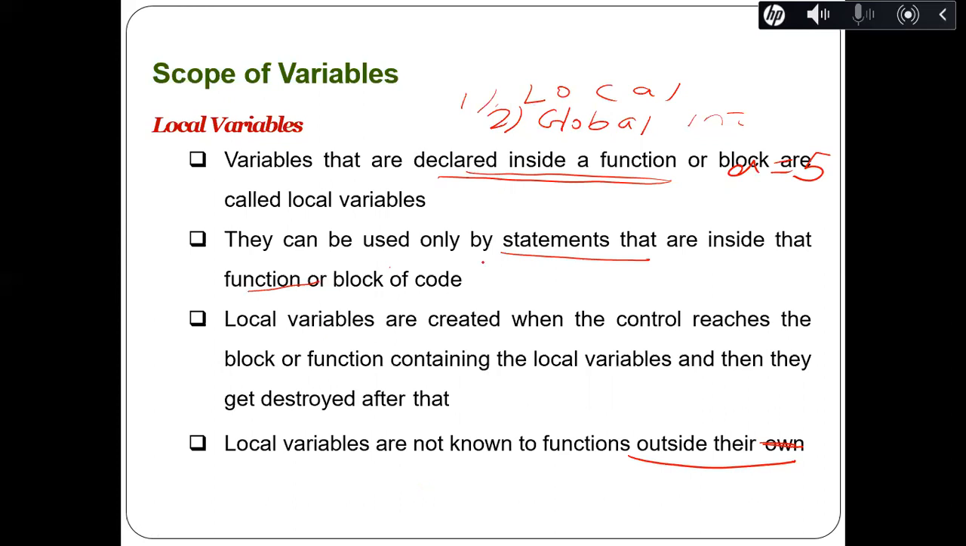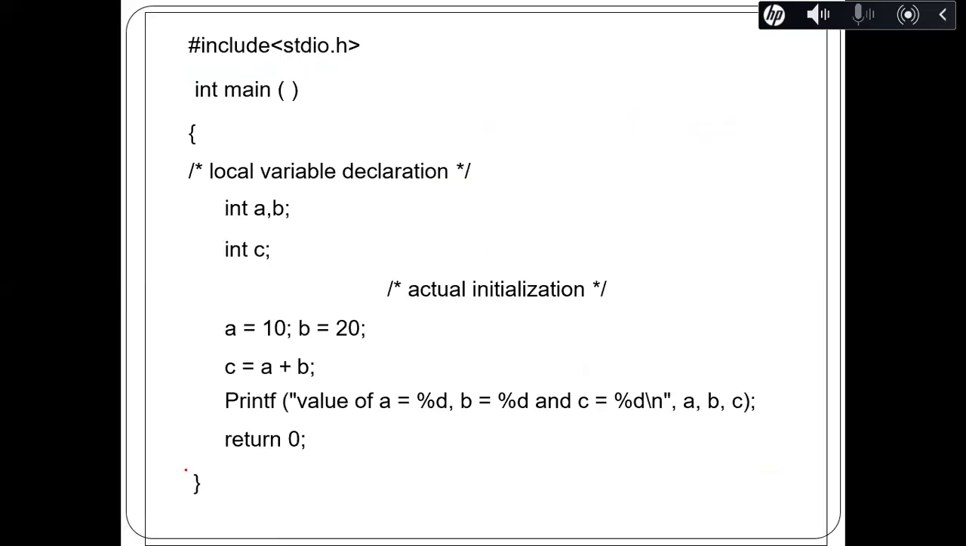So just remember the four points. First, variables are declared inside the function. The variables can be accessed, or statements can use the variables, only within the function. The variables get destroyed when you come out of that particular function, and these local variables are not known outside the function. Let's see it with an example.